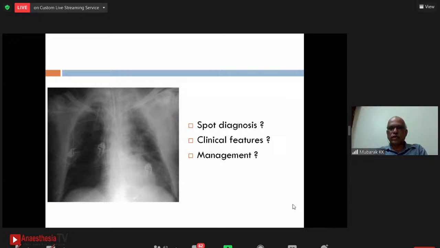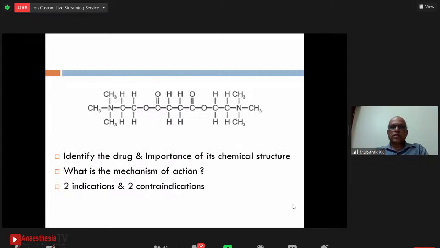So this is another type of question. This formula is shown, and the questions are: identify the drug and the importance of its chemical structure. What is the mechanism of action? 2 indications and 2 contraindications. You need to write only these points. But if you don't identify the structure or the drug properly, you lose other things.